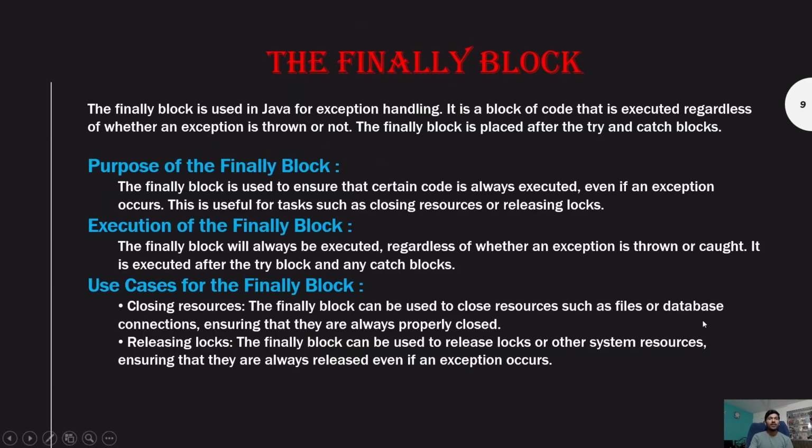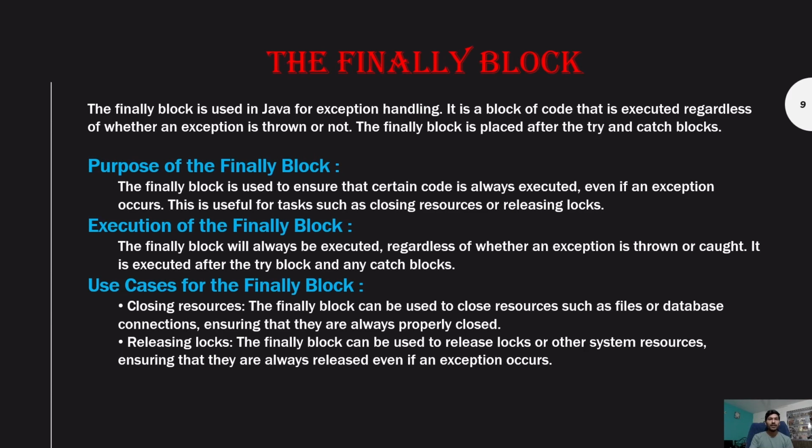The finally block. The finally block is used in Java for exception handling. It is a block of code that is executed regardless of whether an exception is thrown or not. The finally block is placed after the try and catch blocks. Purpose of the finally block. The finally block is used to ensure that certain code is always executed even if an exception occurs. This is useful for tasks such as closing resources or releasing locks.